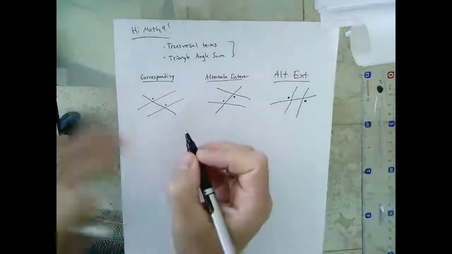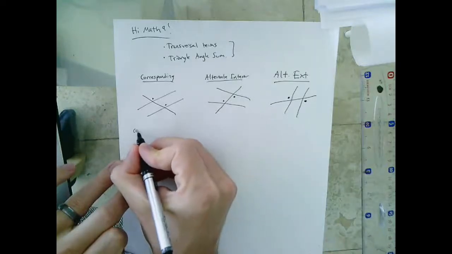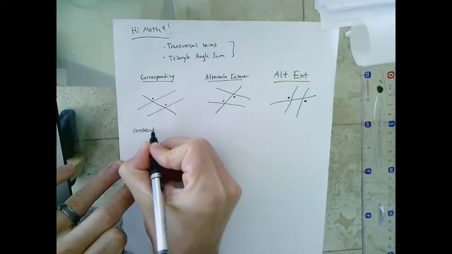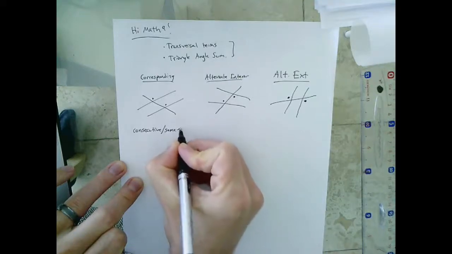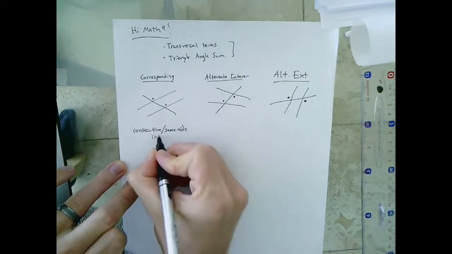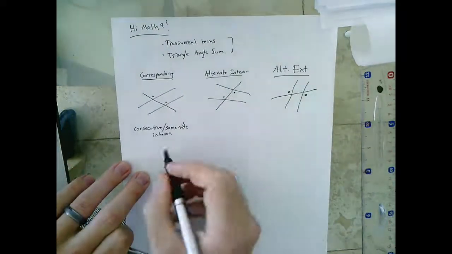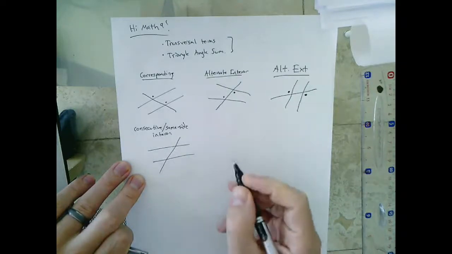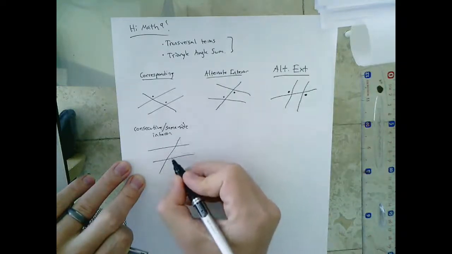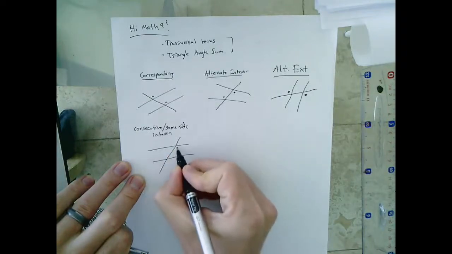What else did we have? We had consecutive or same side interior. I'm going to write both, but either is fine. Consecutive or same side interior. And for those you just would look at 2 lines, a transversal, and consecutive, so they're on the same side of our transversal and they're on the interior. So I see some right here.